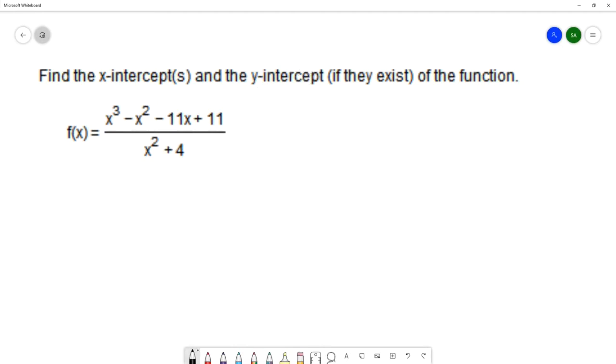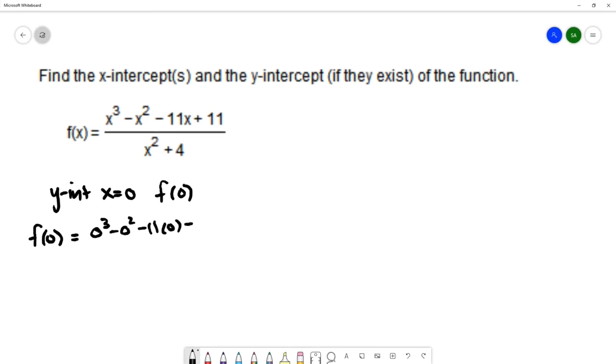When you're finding a y-intercept, you're letting x equal 0, and that means substituting a 0 into the function. So f of 0 is 0 cubed minus 0 squared minus 11 times 0 plus 11 over 0 squared plus 4. That leaves 11 in the numerator and 4 in the denominator. So we have a y-intercept of 11 over 4.